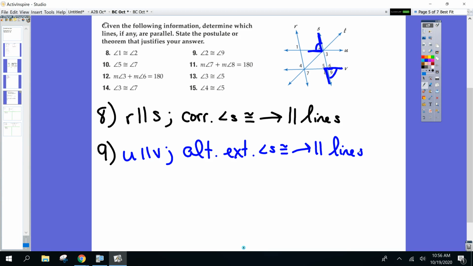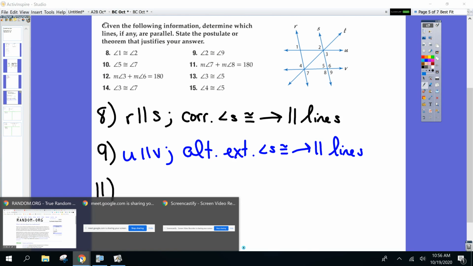Good question. All right, I don't want to do 10. I want to do 11, so let's skip to 11. Now I'm telling you 7 and 8 are supplementary. Is that good enough to say lines are parallel? 7 and 8 supplementary, 180, huh? Well, let's go to 7 and 8 first.